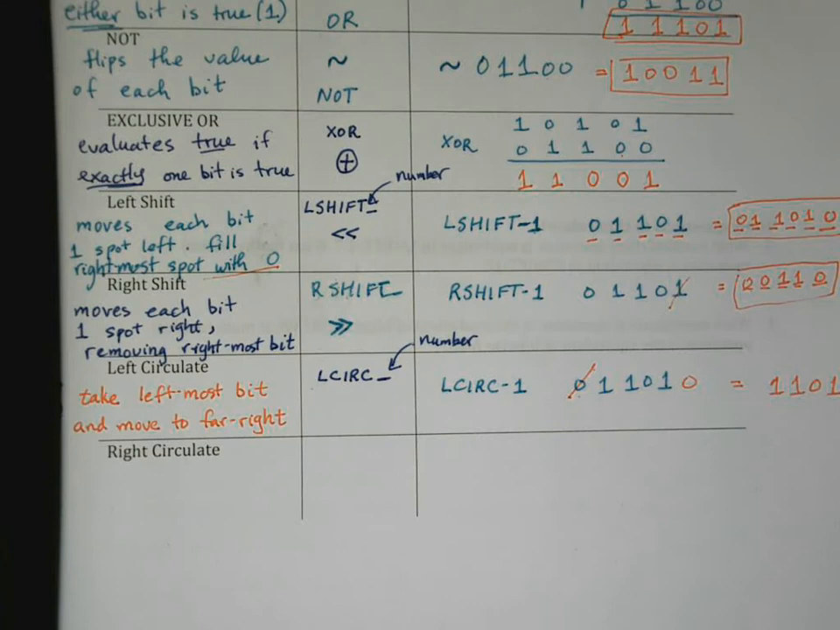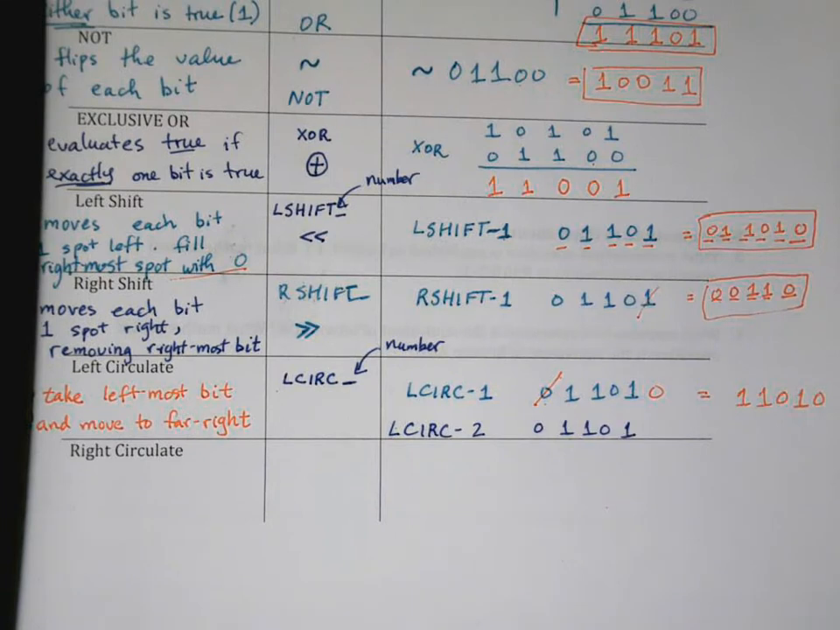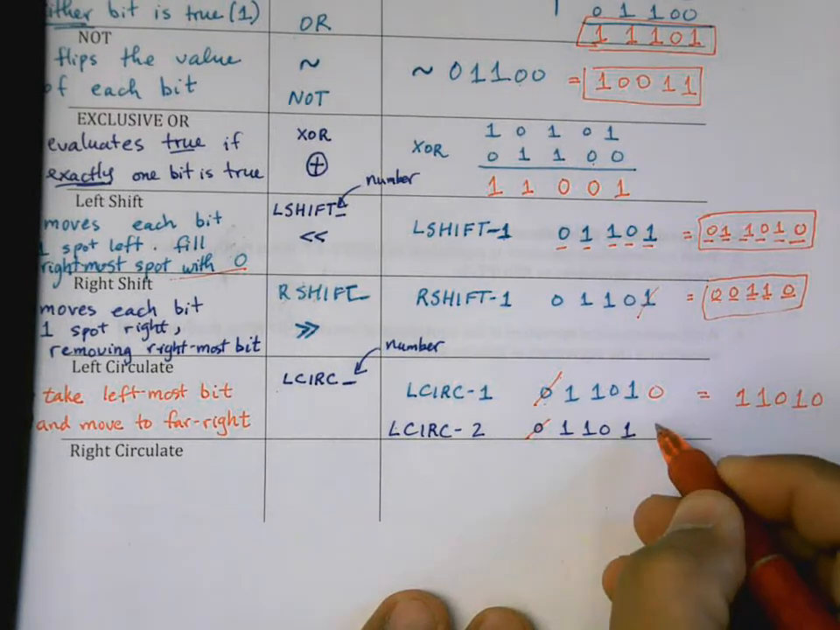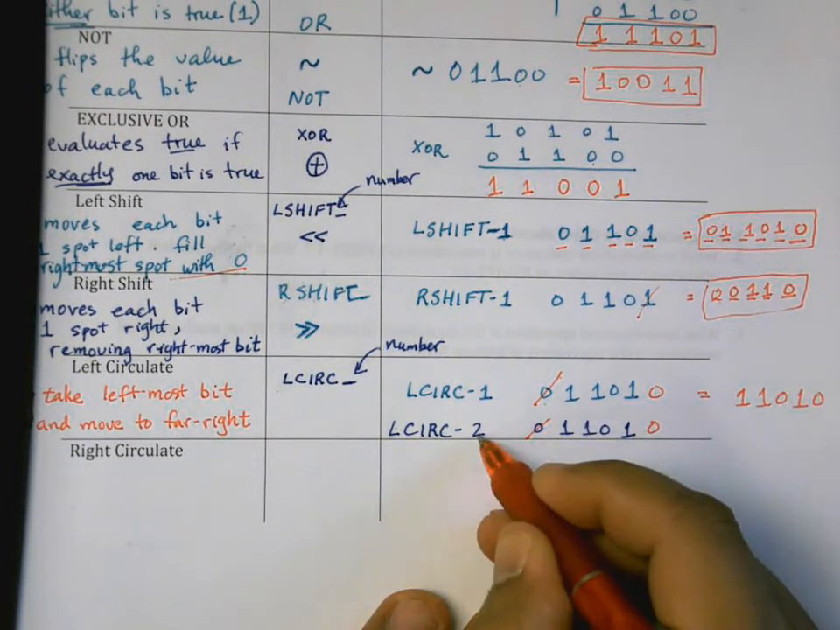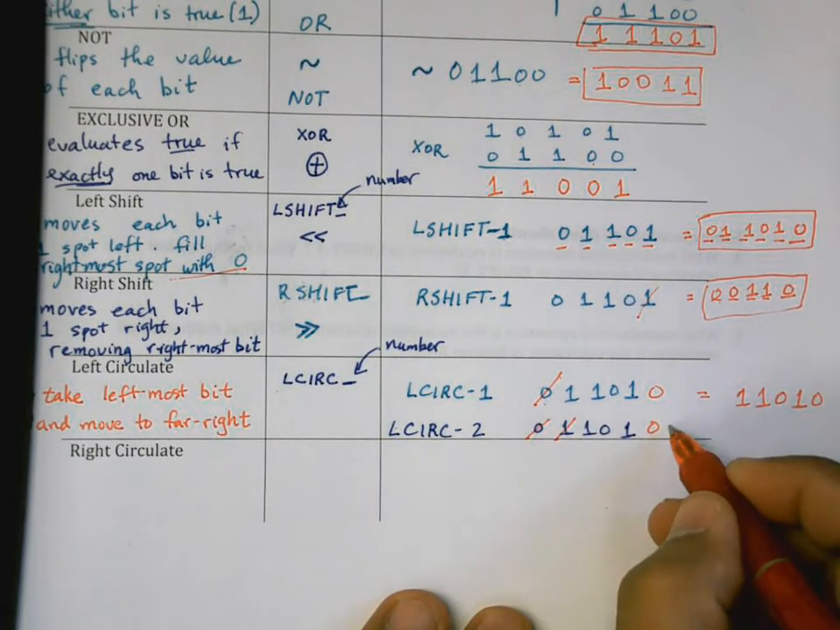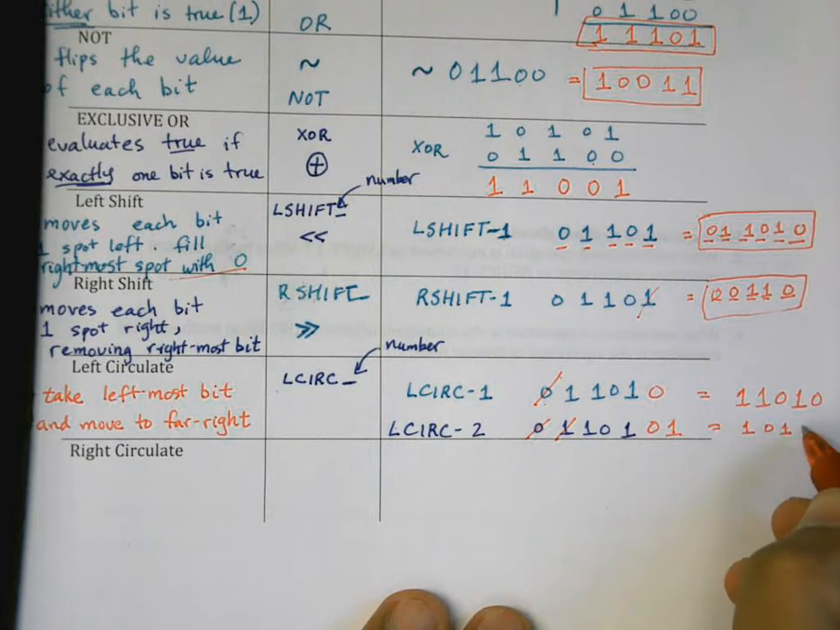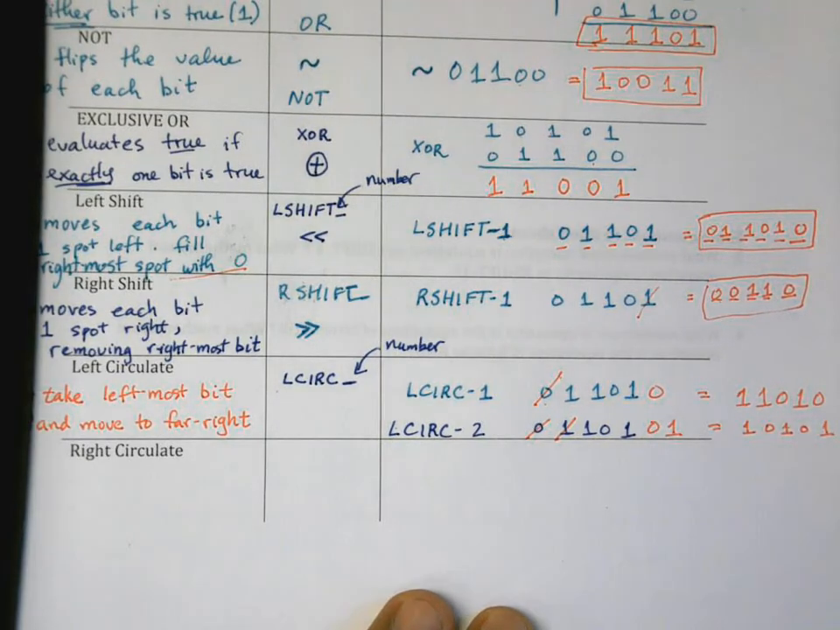And let's maybe do another quick example so that you can see if we were to do this twice. Okay, so repeating what we had before, take the leftmost bit and move it to the end. And then do it again. Take the leftmost bit and move that to the end. So now our new string is 1, 0, 1, 0, 1.